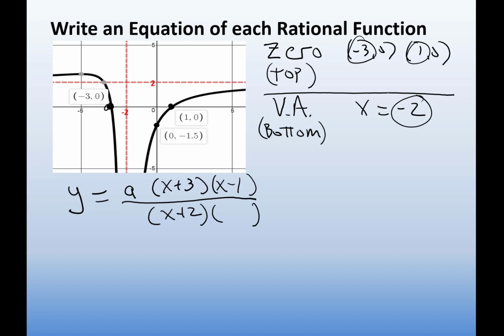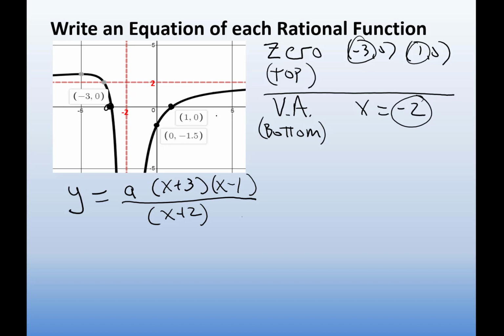Now that's it. I don't have any more vertical asymptotes. If there was another one over here, then we might be able to fill in another linear factor, but there isn't. We only have that one.